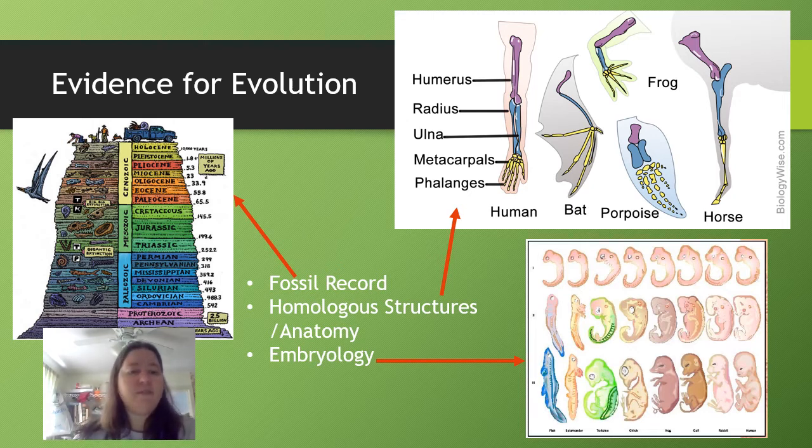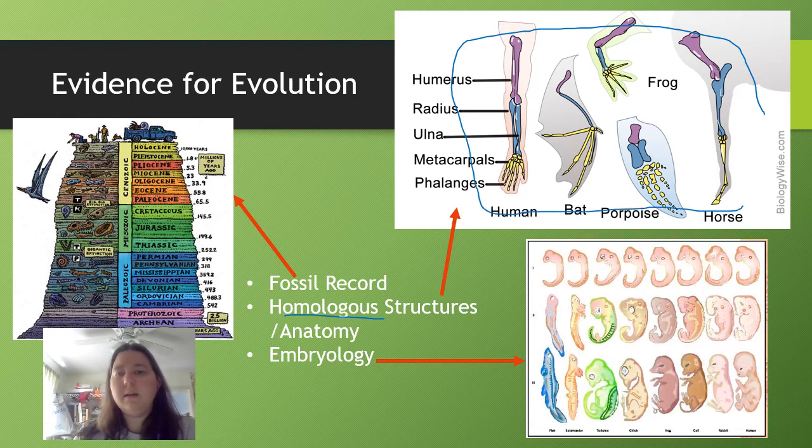All right, so we have the fossil record, based on when things die and when they get kind of stuck in the layers. We have anatomy, so homologous structures. Homologous just basically means the same, so you can see here all of these organisms, human, bat, porpoise, frog, horse, all have similar bone structure. Some closer than others, because the porpoise and the human, we're very similar.